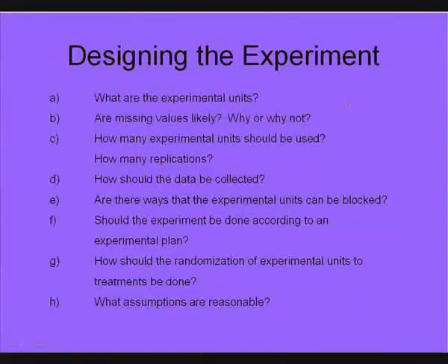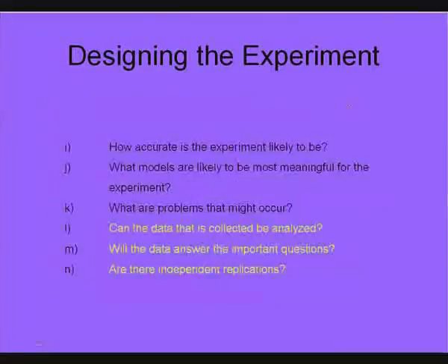Are there ways that the experimental units can be blocked? Should the experiment be done according to an experimental plan? How should the randomization of experimental units to treatments be done? What kinds of assumptions might be reasonable? How accurate is the experiment likely to be? What models are likely to be most meaningful for the experiment?